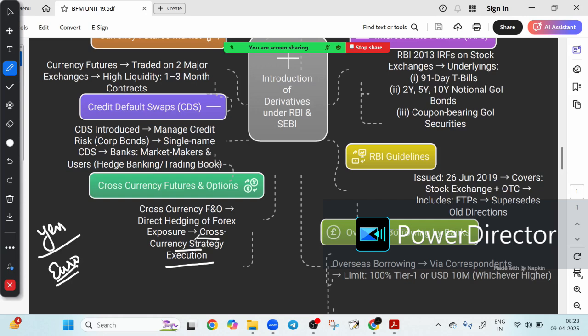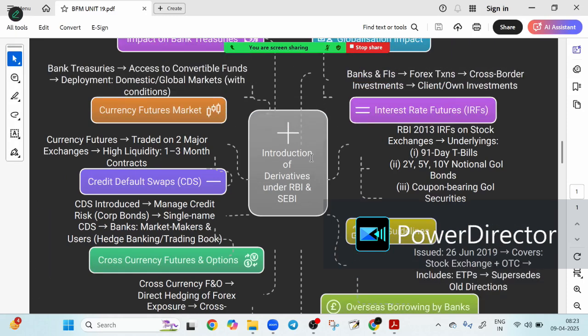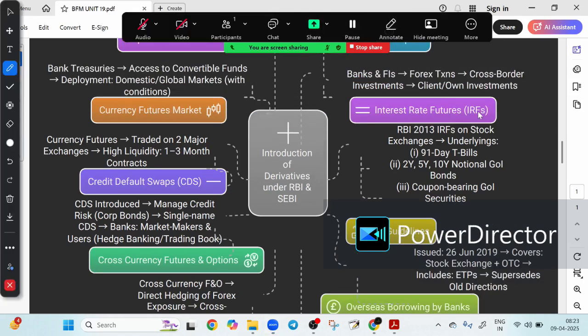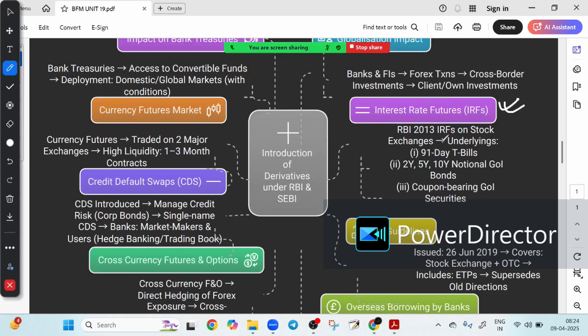Then we have something called interest rate future, IRF. What is IRF? Do you know what is IRF? Let me show you. On the right hand side you can see interest rate future. See, since 2013, right, IRF are available on the stock exchange in India, right? RBI allowed. And what are their underlying assets? So underlying asset include 91-day treasury bill, 2-year, 5-year, 10-year notional government of India bond, or coupon bearing government of India security, which is ideal for those looking to lock in or hedge interest rate movement, right?